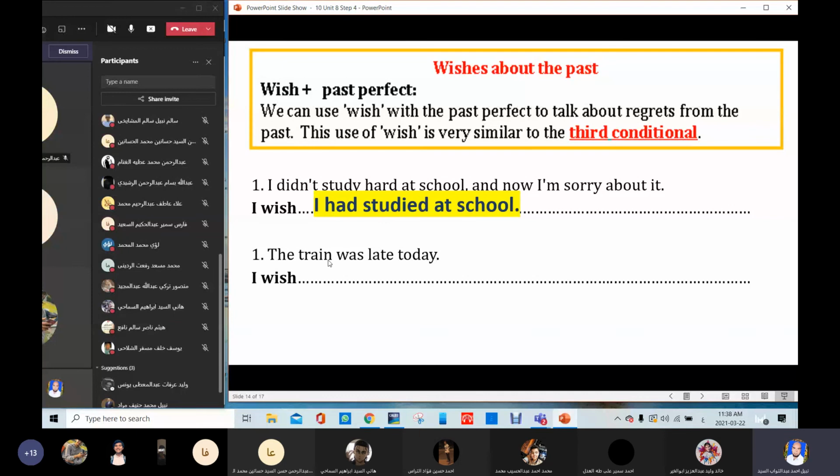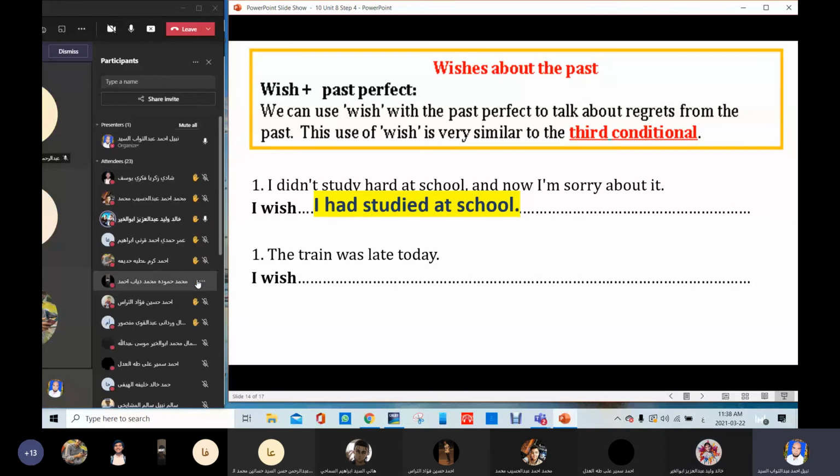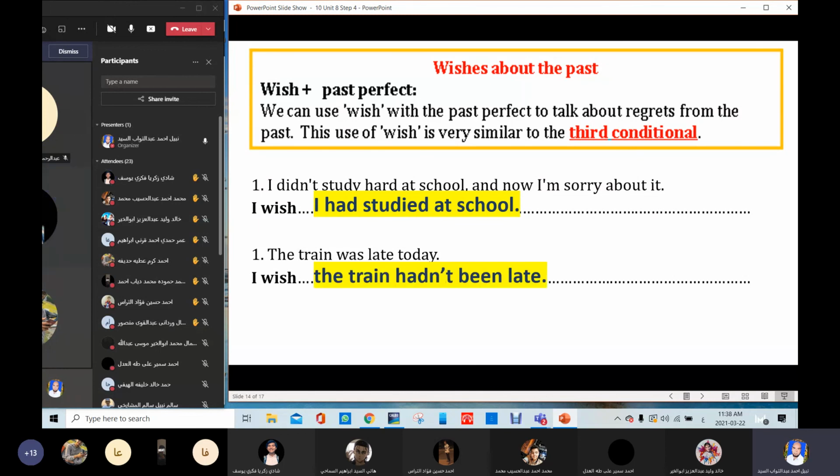Okay, number 2. The train was late today. I wish. Thank you, Khalid. Let's see another one. Shadi. I wish the train hadn't been late today. Excellent. I wish the train hadn't been late today. Excellent, Khalid. Shadi, thank you so much.